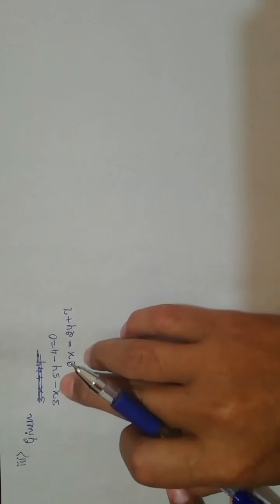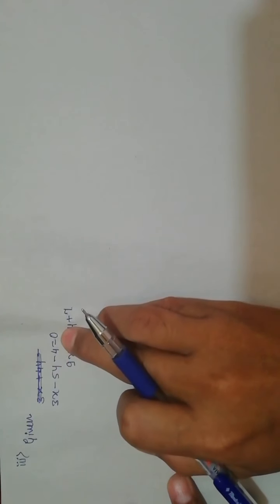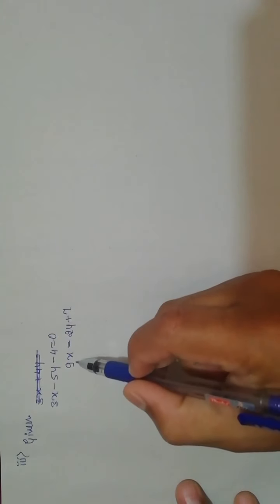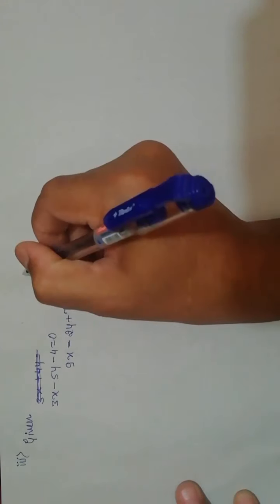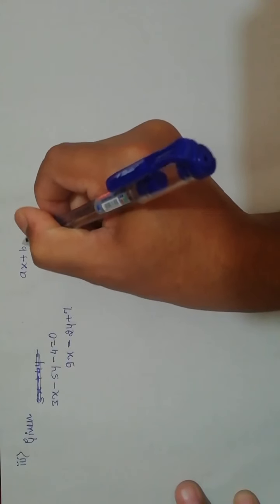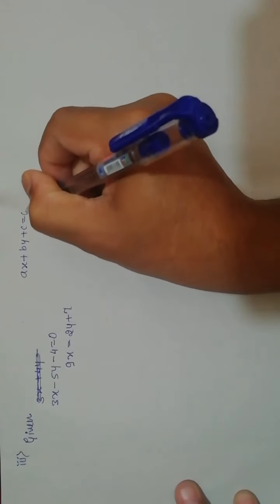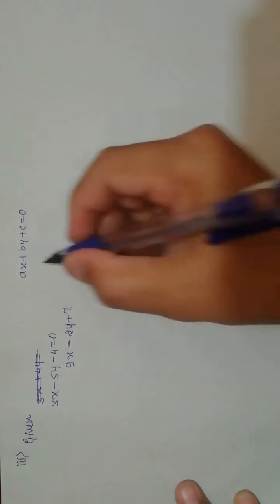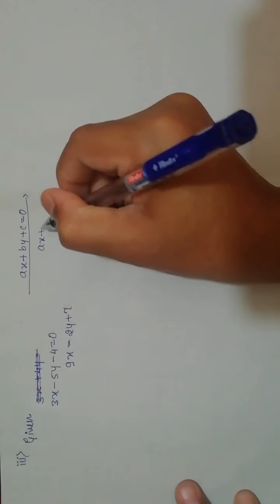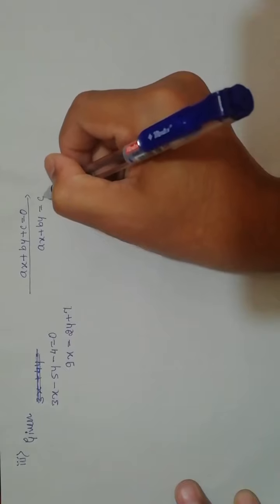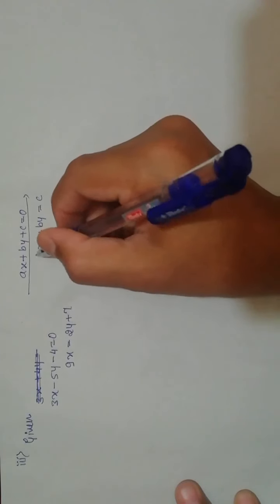So now look at the third question. Here the question is like this: 3x minus 5y minus 4 is equal to 0, and the second one is 9x is equal to 2y plus 7. This is not in the required format. So remember one thing: the standard form of linear equation in two variables is ax plus by plus c is equal to 0. But in the elimination method, we always keep the equations in this format: ax plus by is equal to c.